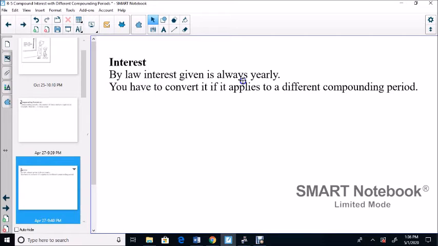By law, interest is always given yearly. You have to convert it if it applies to a different compounding period. So if you give a yearly interest rate and then you're getting money every few months, you have to convert that interest rate to a monthly one.